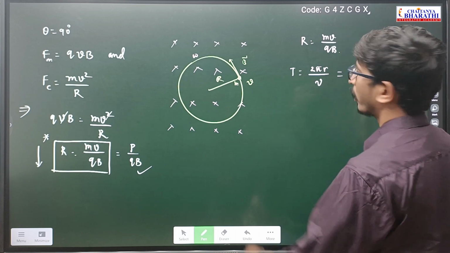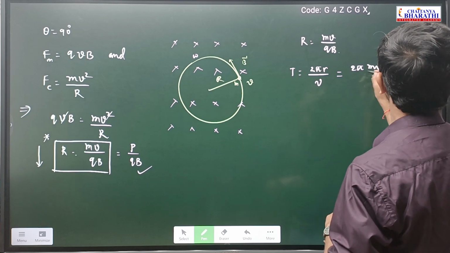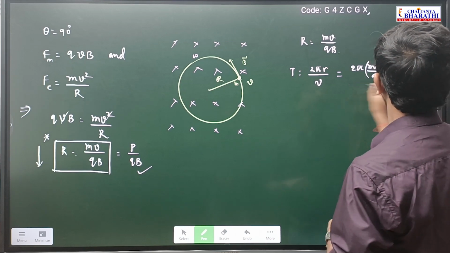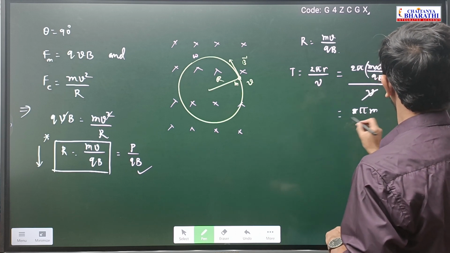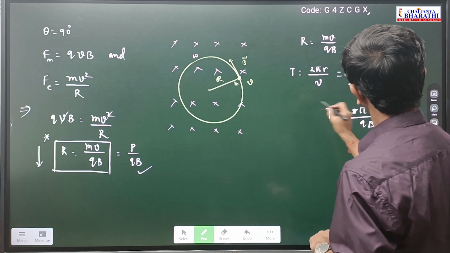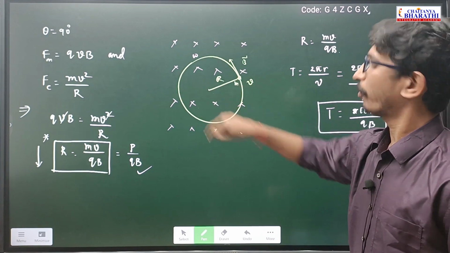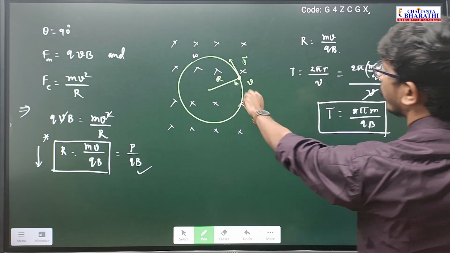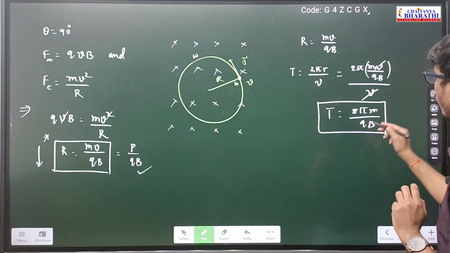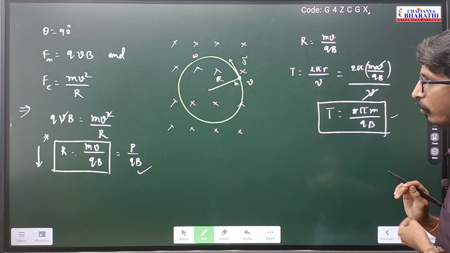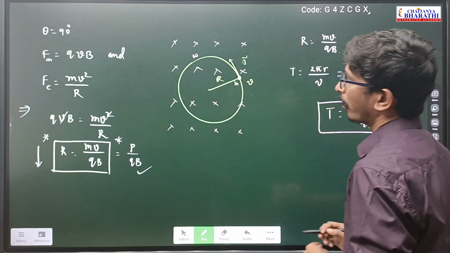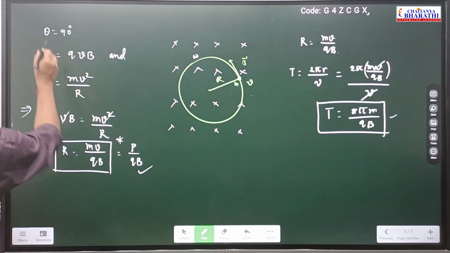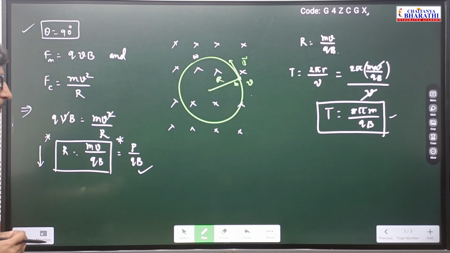So 2 pi r is nothing but 2 pi times mv by qB, divided by v. Here v is cancelled, giving 2 pi m by qB. So the time period of this charged particle moving in a uniform magnetic field is independent of the speed. It simply depends on q, B and m. These relations are valid only when the charged particle is moving at 90 degrees.